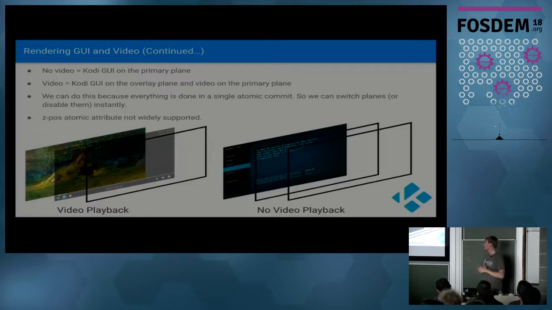There is actually an atomic attribute called Z position, but it's not widely supported in the mainline kernel. It actually tells the hardware to do the composition to move the planes around manually, but we don't want to support something that's not there for every platform yet. So we do it this way, and it works really fantastic.